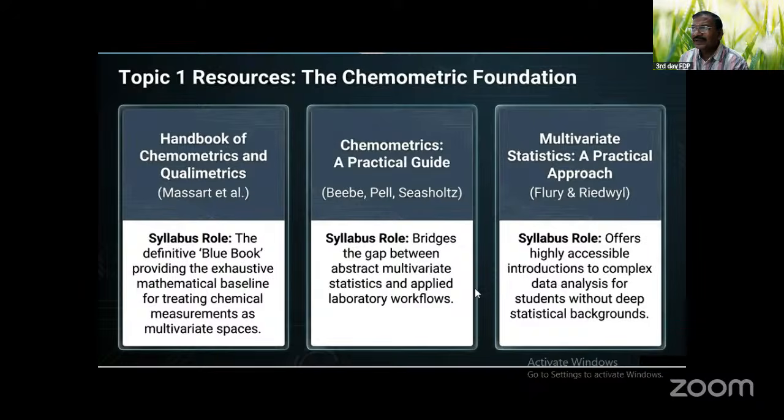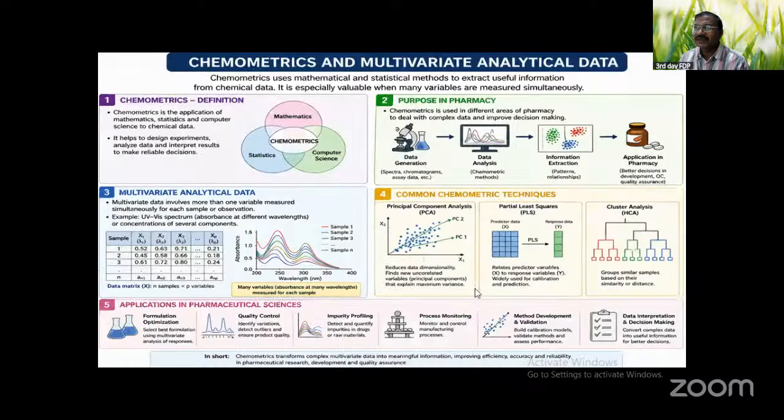Then the third book is Multivariate Statistics: A Practical Approach, published by Flury and Riedwyl. The role in the syllabus is that it offers highly accessible introductions to complex data analysis for students without a deep statistical background. Even students who do not know mathematics very well, by using these techniques, can complete the practical work in our laboratories.